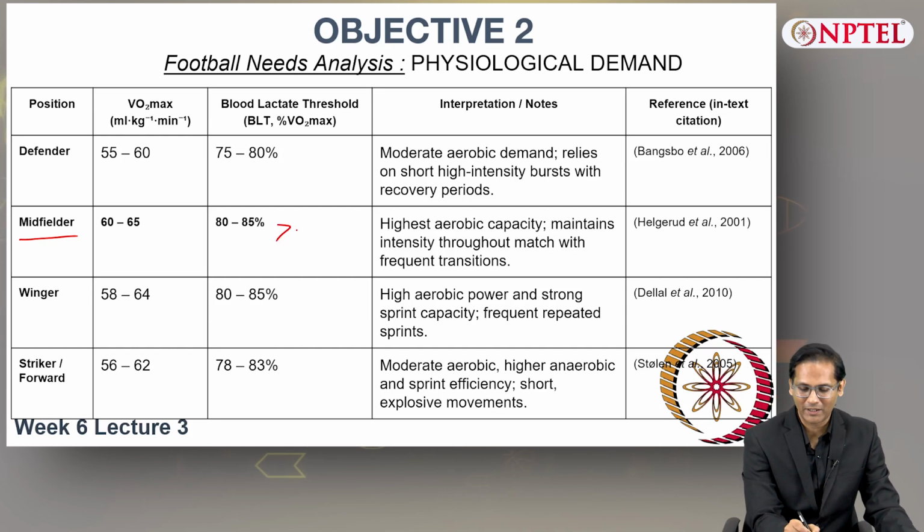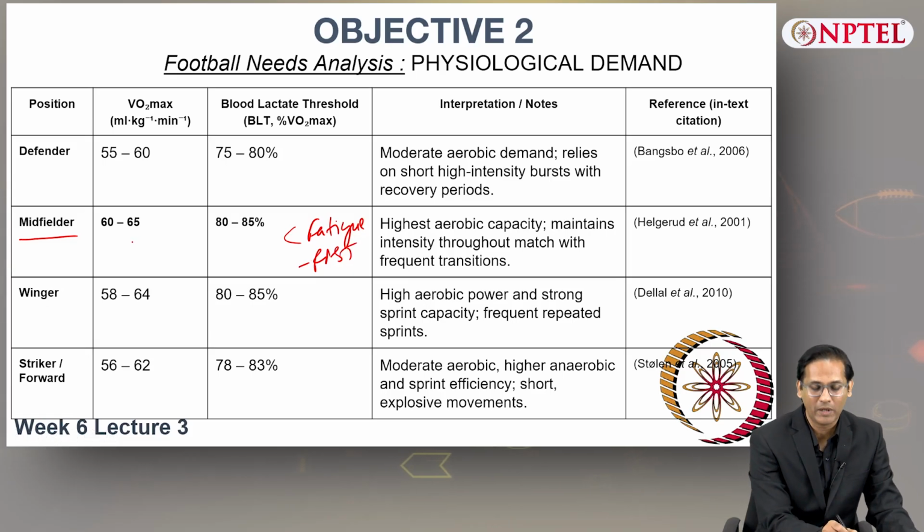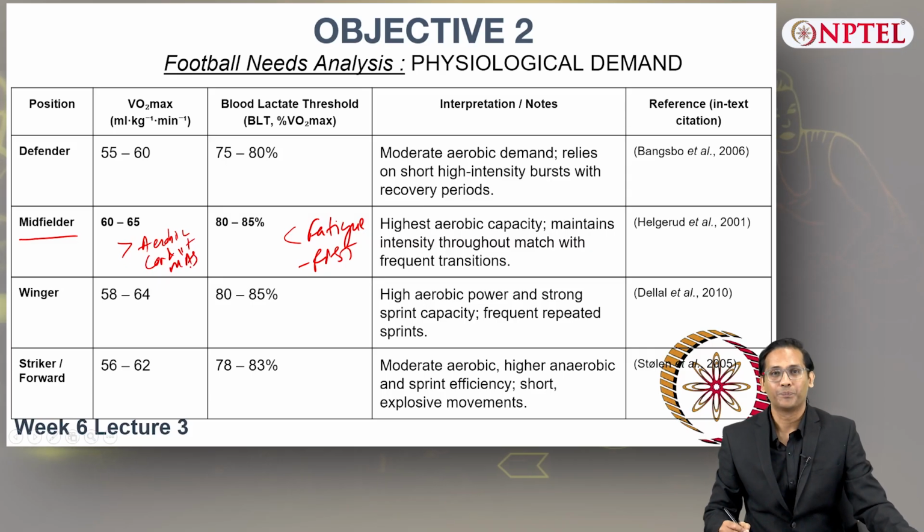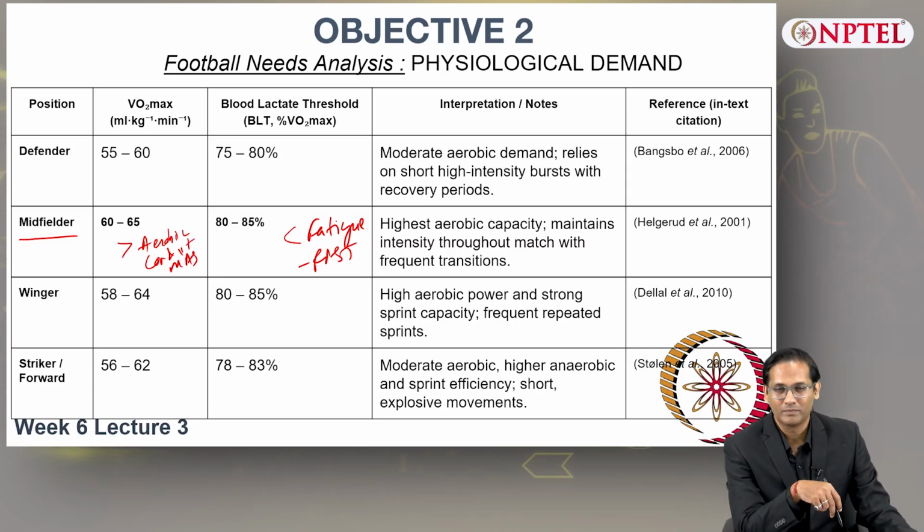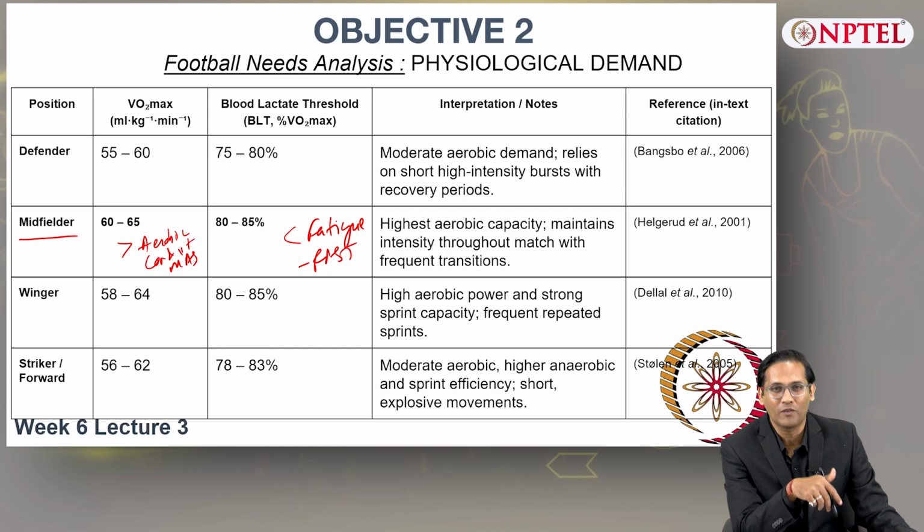So it means that he should have the lowest fatigue index when the RAST test is performed, and he should have the highest aerobic conditioning, that is the MAS value, because this is the demand a midfielder player must fulfill.